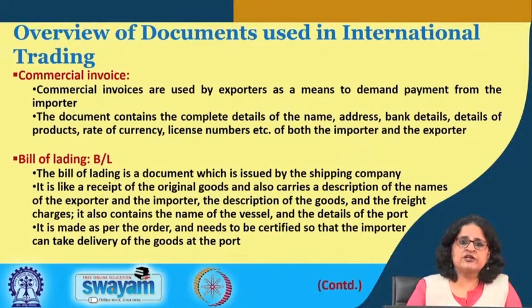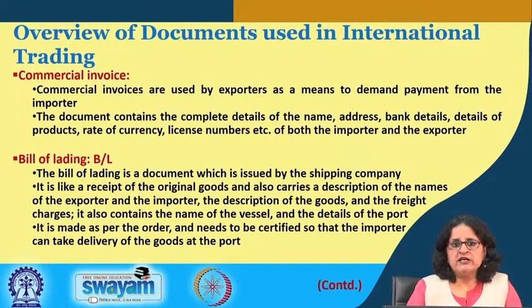Now, commercial invoices are used by the exporters as a means to demand payment from the importer, and the document contains the complete details with respect to the name, the address, the bank details, the details of the products, the rate of currency, the license numbers, etc. of both the importer as well as the exporter. The second is a bill of lading, which is also the BL.